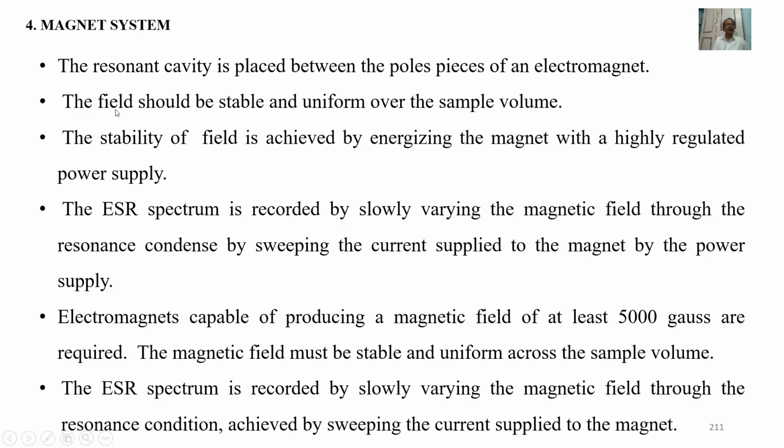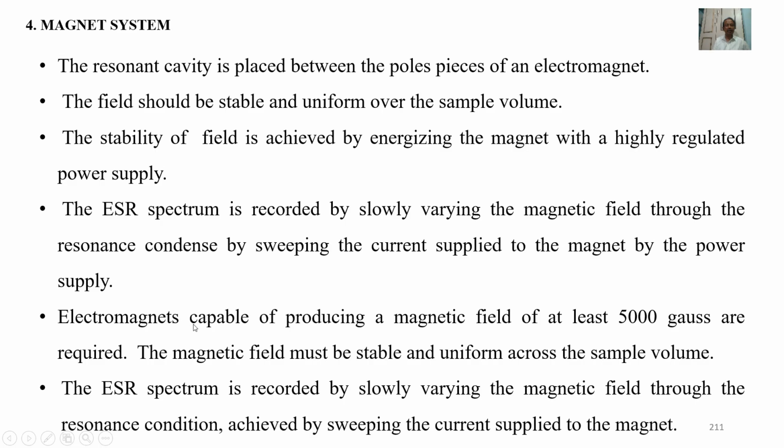The field should be stable and uniform over the sample volume. The stability of the field is achieved by energizing the magnet with a highly regulated power supply. The ESR spectrum is recorded by slowly varying the magnetic field through the resonance condition by sweeping the current supply to the magnet by the power supply.